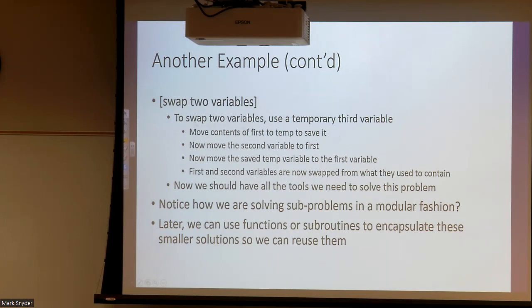Okay, to swap 2 variables, we use a temporary third variable. So we move the contents of the first character into this temp variable. So temp equals first character. Then we say, move the second character into the first variable. So first variable equals second variable.